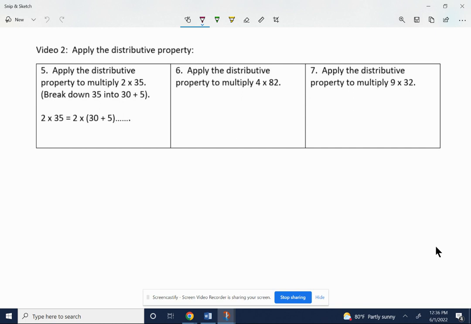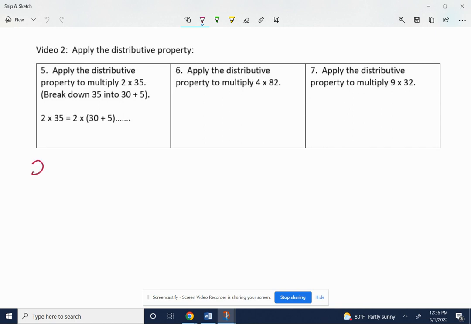But the distributive property helps you take a multiplication problem, and if you're not sure of the multiplication fact, you can break things apart. So if I wanted to know 2 times 35, but let's say I didn't know what 2 times 35 was, and numbers can get a lot more complicated. But let's say I knew what 2 times 30 was, and I knew what 2 times 5 was. Okay, what I can do is take those two answers and add them together.